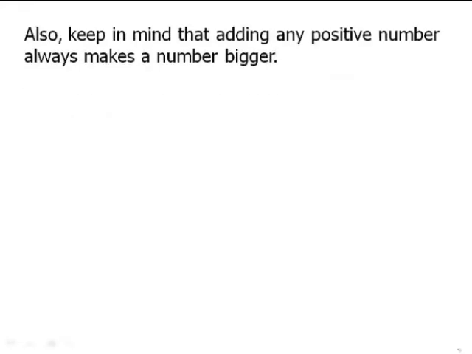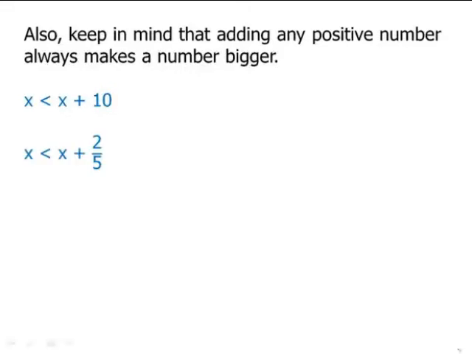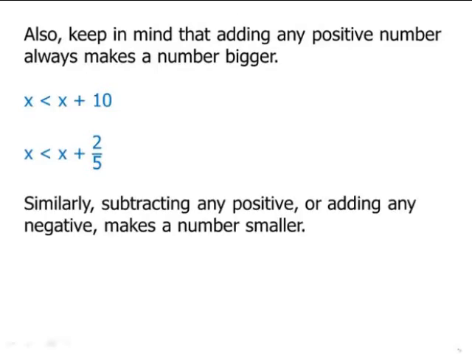Also, keep in mind that adding any positive number always makes a number bigger. So, for example, x plus 10 has to be bigger than x. And in fact, any positive number could even be a fraction. x plus 2/5 has to be greater than x. Much in the same way, subtracting any positive or adding any negative makes a number smaller, always. So x has to be greater than x minus 3. Subtracting 3 necessarily makes anything smaller.